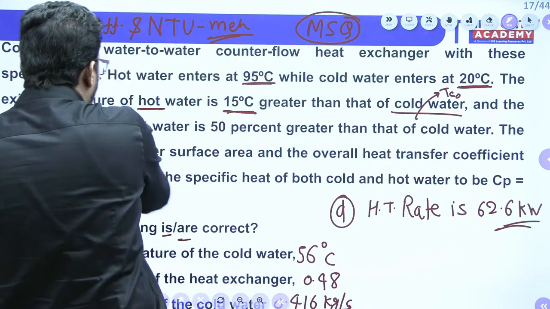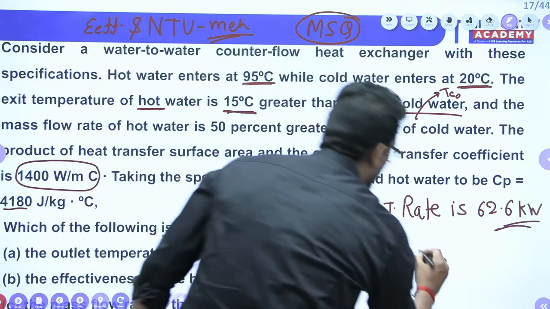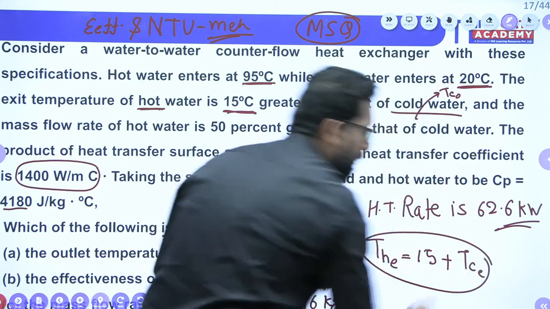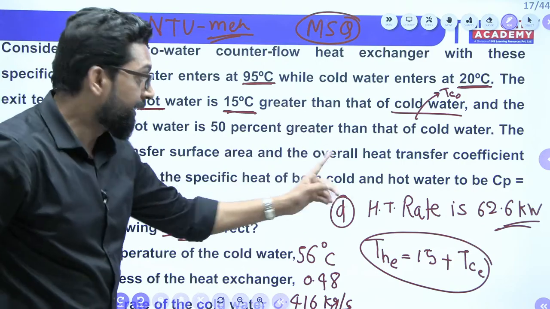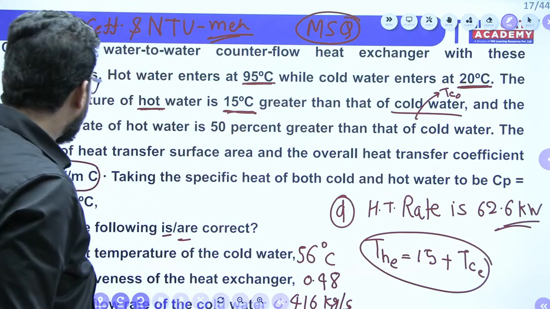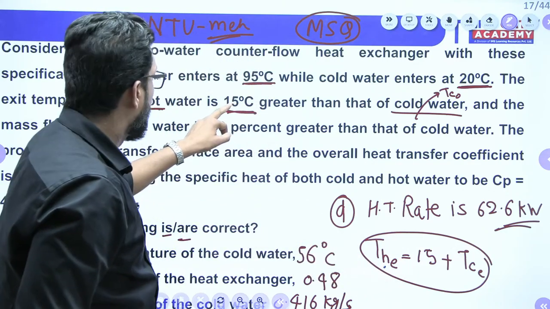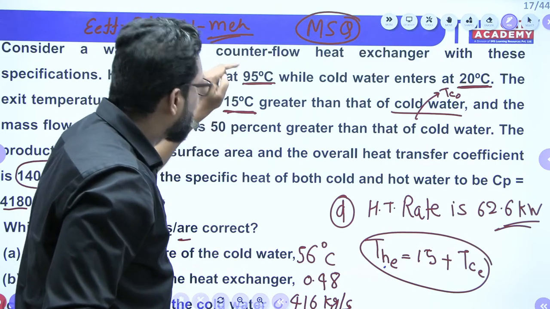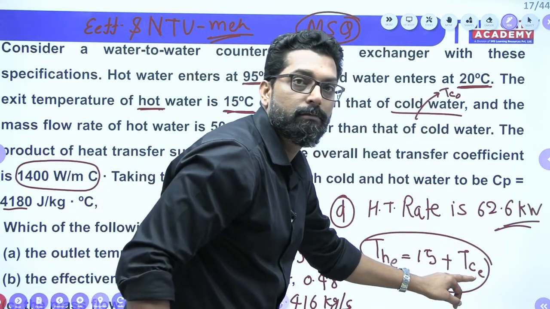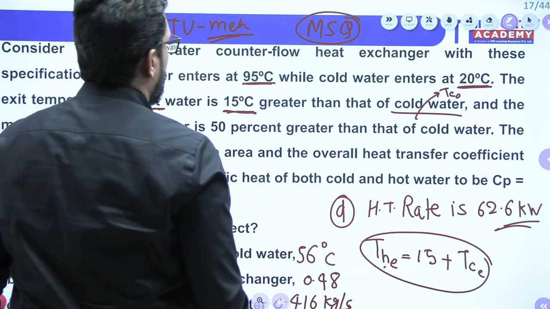So the hot water exit is equal to 15 plus the cold water exit, this is given. Read the language of the question very carefully, beta, otherwise you will make a mistake. So what is given here: the exit temperature of hot water is 15 degree greater than the cold water exit. So this is your exit temperature of hot water. Now, okay, now it is okay.